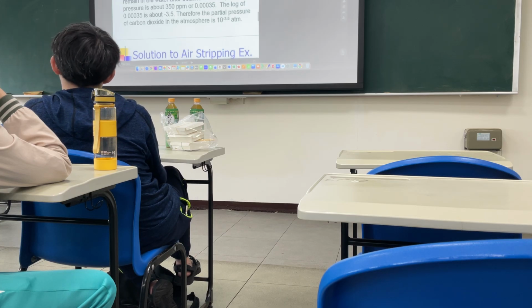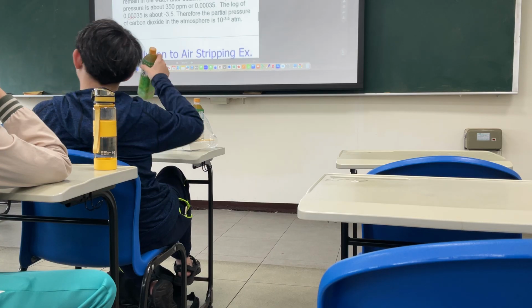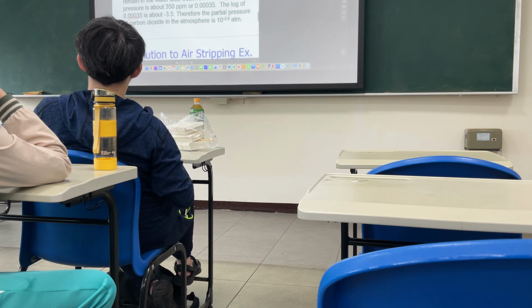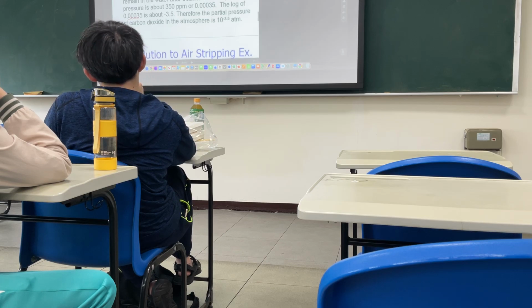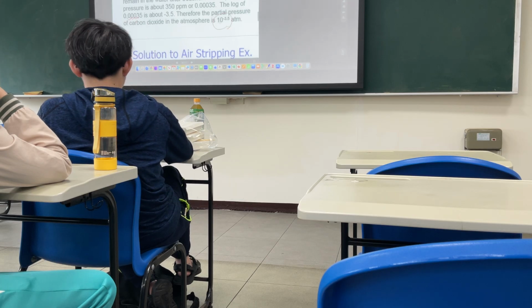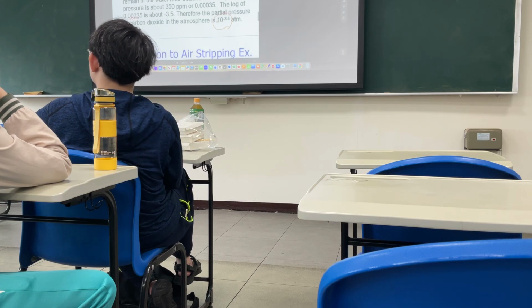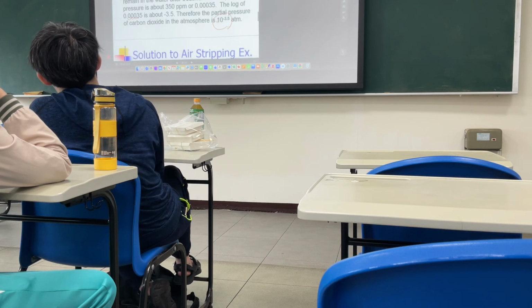The log of 3.5 times 10 to the minus 4 is very close to minus 3.5 as well. If you don't have a calculator, okay, but if you have a calculator, you don't need to worry. So therefore, the partial pressure of carbon dioxide is 10 to the power of minus 3.5. So first off, what kind of principle might we use in these questions?